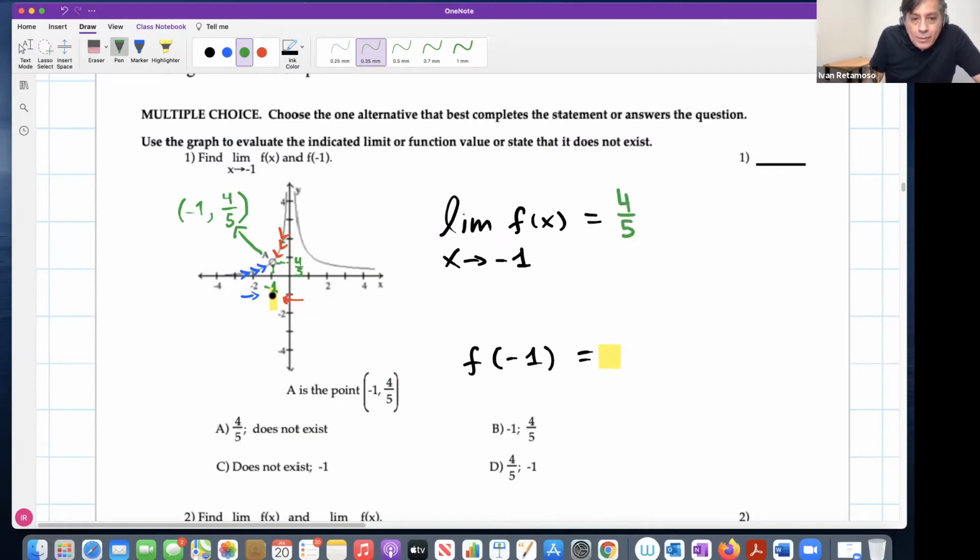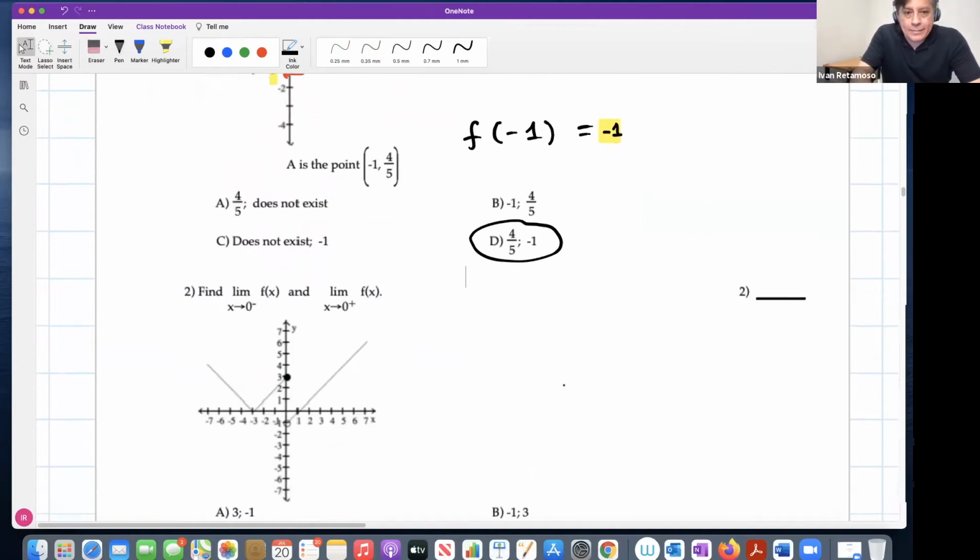Now, the evaluation cannot be done over this hollow circle. For that, you see there is a solid circle down here, right? And that solid circle is clearly at -1. It's a tricky question, but once you understand what to do, it should be fine. Great, excellent. So that makes the answer this. Let's go ahead and talk about the next.